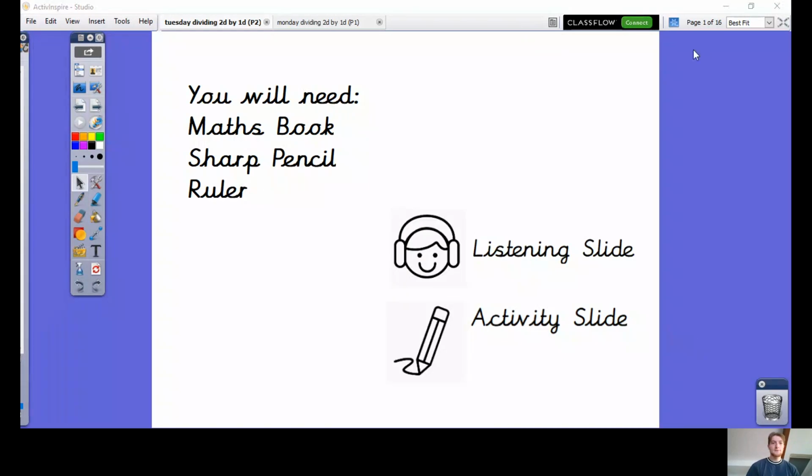Now, before we begin, let's quickly check if we've got all of these things here. Let's check if we've got our maths book, a sharp pencil and a ruler. These are what we'll need for today's lesson. So pause the video if you need to get anything now. And then also let's make sure that we're looking out for the listening slide icon or the activity slide icon in the top right hand side of our screen.